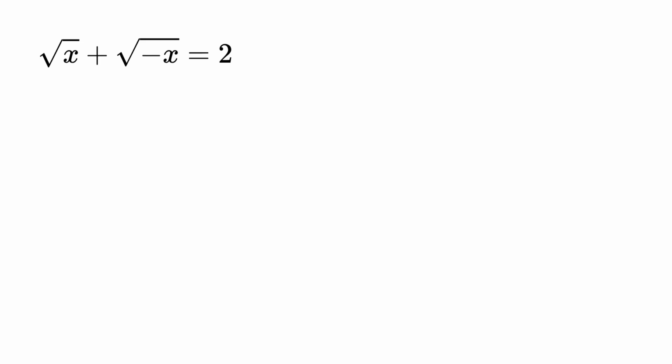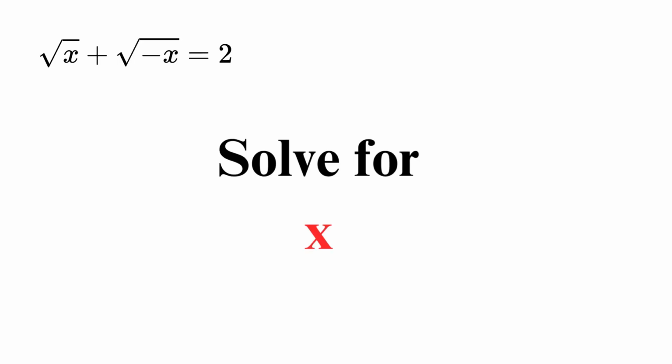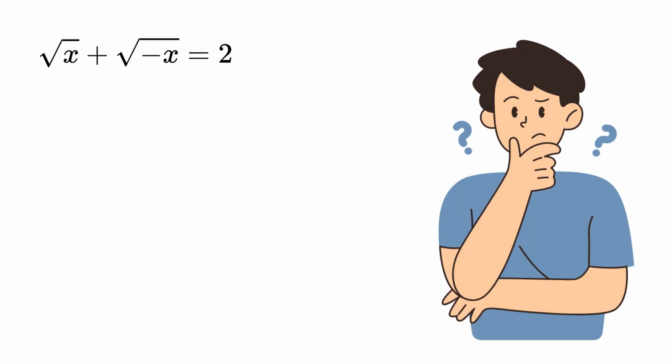Hello and welcome. Today we're tackling something that looks absolutely impossible. The question is: square root of x plus square root of minus x equals 2, and we will solve it for x. Now, the first thing that comes to our mind is, how can we find a number whose both the positive and the negative part can lie inside a square root, right?